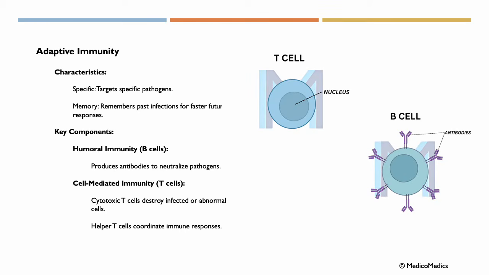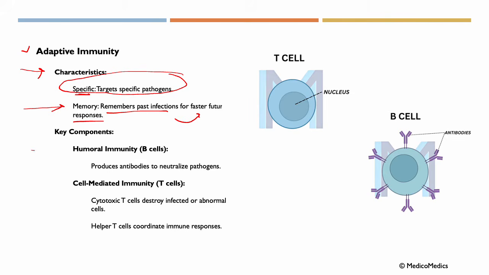Now, moving on from our innate immune system, we have our adaptive immune system. Characteristic for it is that it is specific and targets specific pathogens. If you remember, compared to our innate immune system, in our second line of defense, we had non-specific immune responses, like phagocytosis by macrophages and etc. We also have memory. So our adaptive immune system remembers past infections, and this aids in faster future responses.